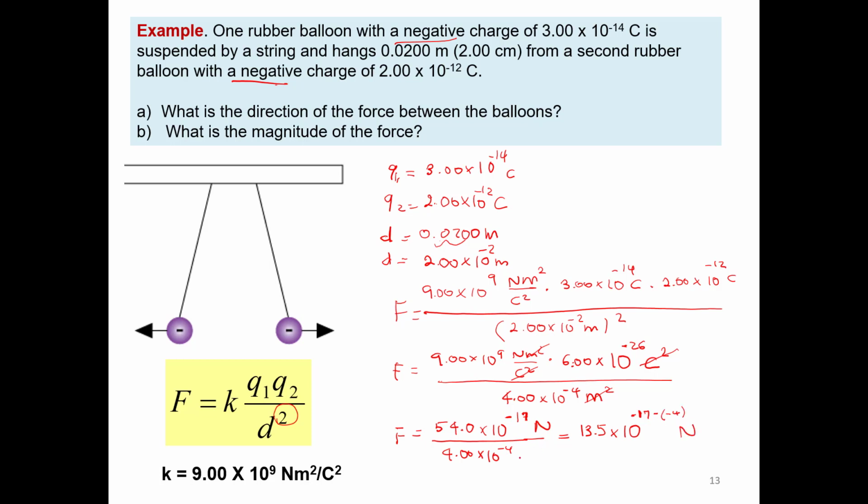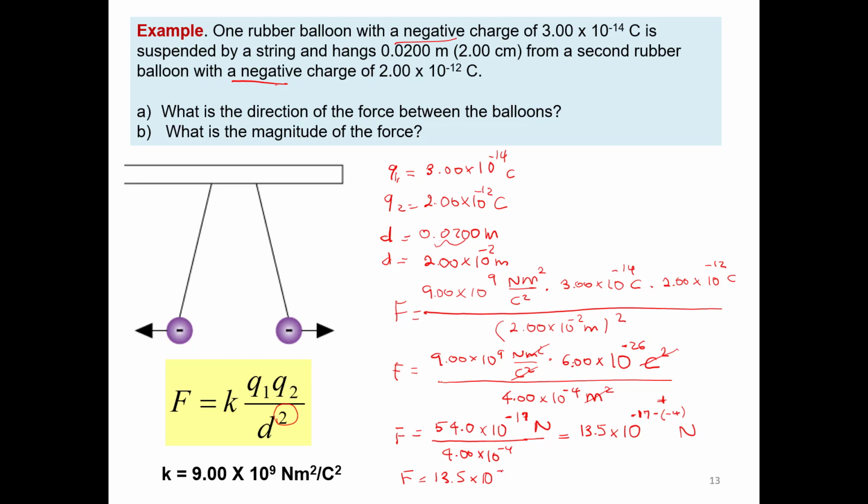Yes, because this one minus this one, but the exponent in the denominator is negative. And finally, here we had positive, and we had positive. Negative times negative is positive. Then the force equals 13.5 times 10 to the power negative 13.